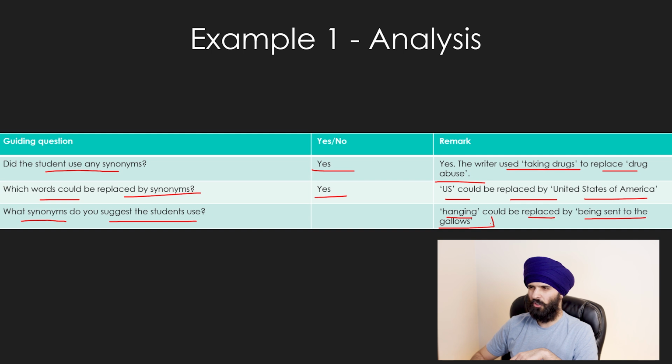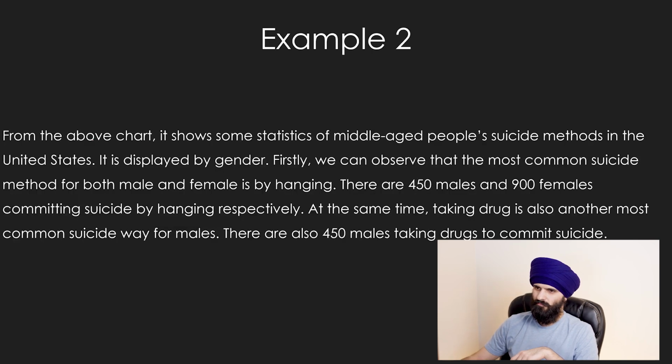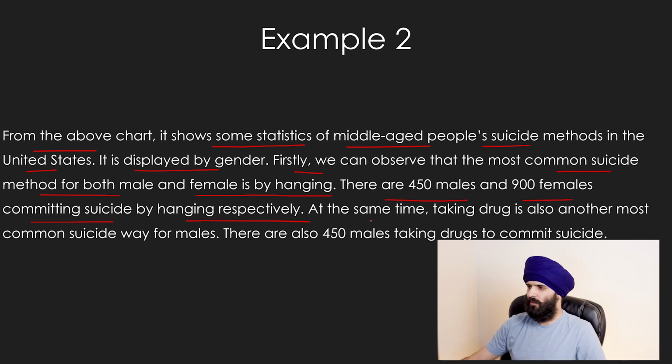Now let's look at example 2. From the above chart, it shows some statistics of middle-aged people's suicide methods in the United States. It is displayed by gender. Firstly, we can observe that the most common suicide method for both male and female is by hanging. There are 450 males and 900 females committing suicide by hanging respectively. At the same time, taking drugs is also another most common suicide way for males. There are also 450 males taking drugs to commit suicide.